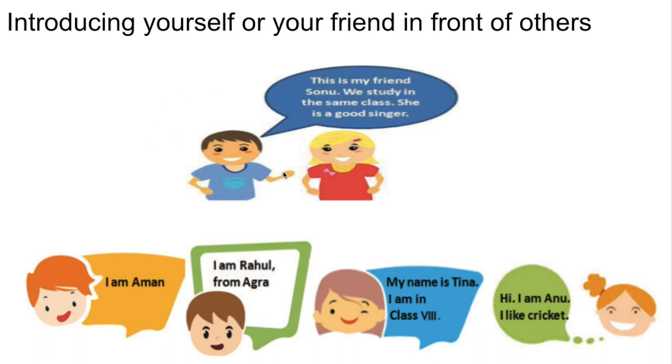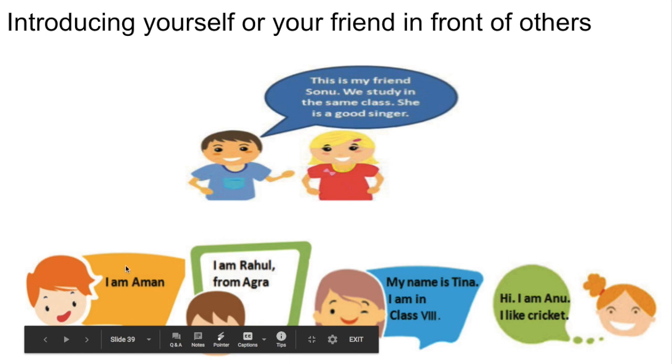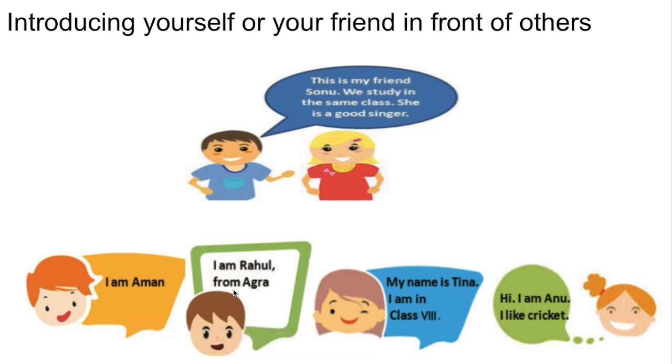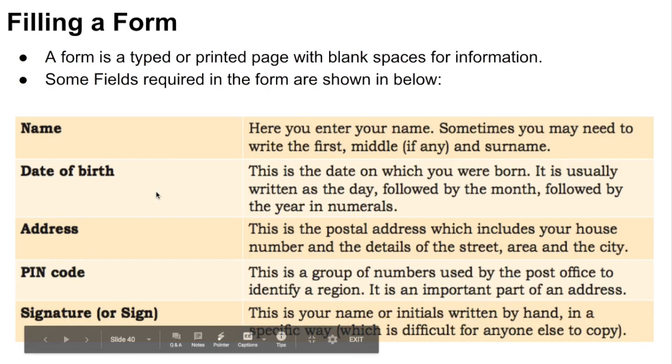You are saying, this is my friend Sonu, we study in the same class and she is a good singer. So you are introducing your friend to someone else, and in the other case you are introducing yourself, like I am Aman, I'm Rahul from Agra, etc. So introduction has two different scenarios: when you're introducing yourself and when you are introducing your friend to someone else.